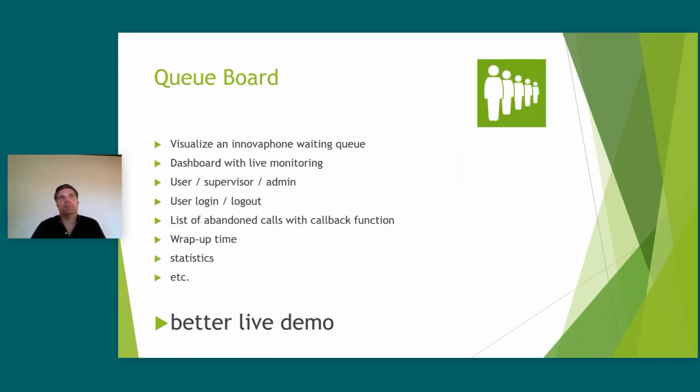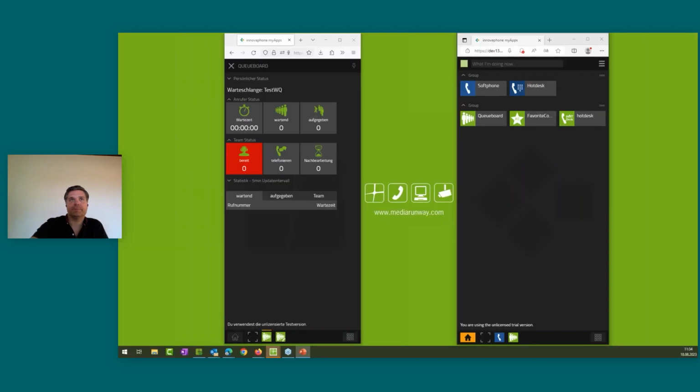So just to the keyboard app of MediaRunway: it visualizes the innovaphone waiting queue. It has a dashboard and live monitoring. There are 3 access rights: user, supervisor, and admin. A supervisor and a user can log in and log out of the waiting queue. You can see abandoned calls and have a callback function, wrap-up time, statistics, etc. But I think it's better I show it live.